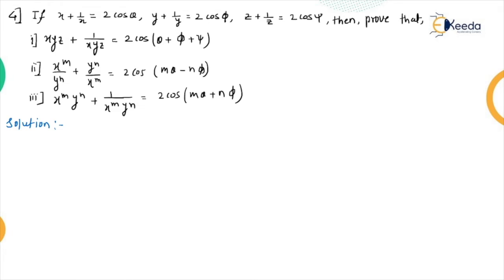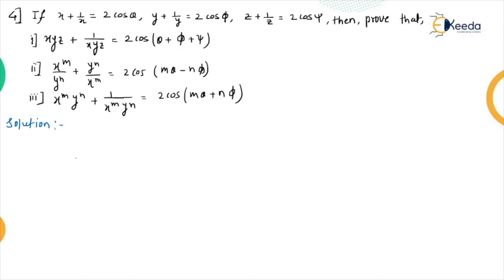Number second, we have to prove x raised to m divided by y raised to n plus y raised to n divided by x raised to m is equal to 2 cos of m theta minus n phi. Number third, x raised to m y raised to n plus 1 upon x raised to m y raised to n is equal to 2 cos of m theta plus n phi. So this is the given example, and we have to solve it by using powers of complex number.